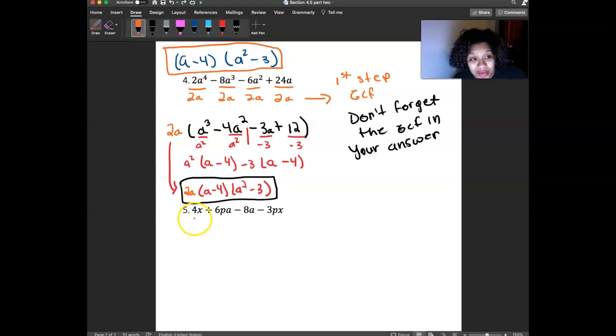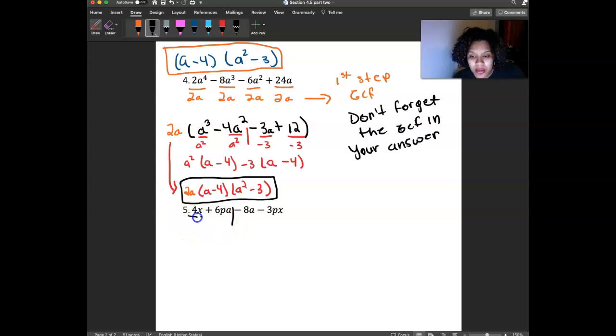So yes, 4 divides by 2. Yes, 6 divides by 2. Yes, 8 divides by 2. No, 3 does not divide by 2. There's an X here, there's an X here, but not in this 2. So no GCF. All right. So let's go ahead and get started with splitting in the middle.